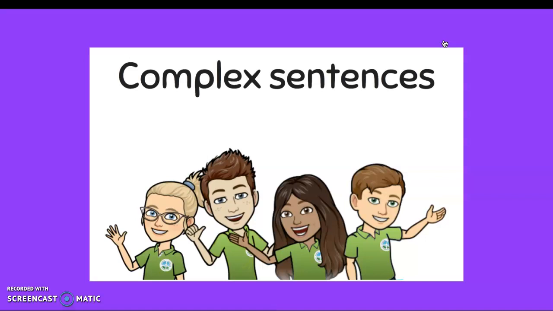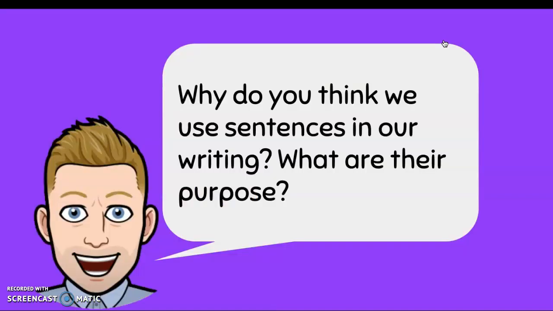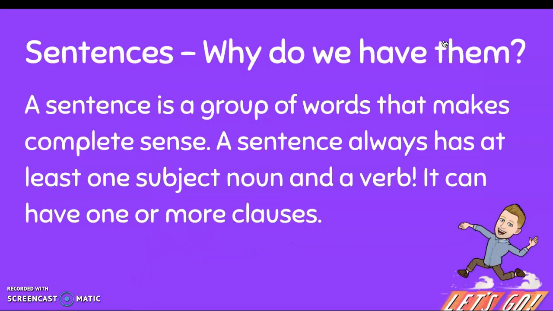Today we are looking at complex sentences. Let's get into it. Question for you. Why do you think we use sentences in our writing? Have a think on it.